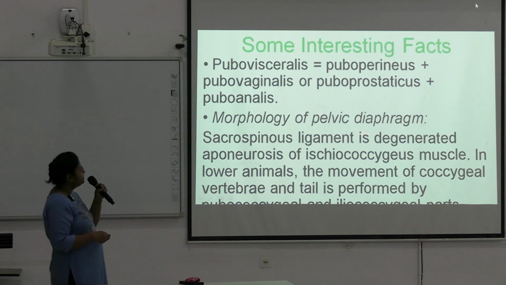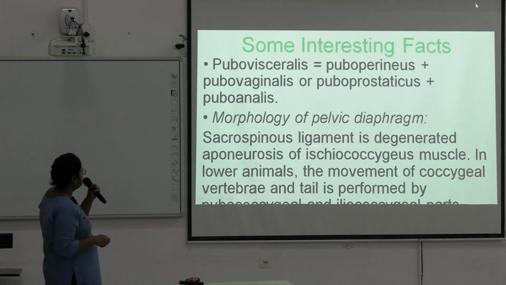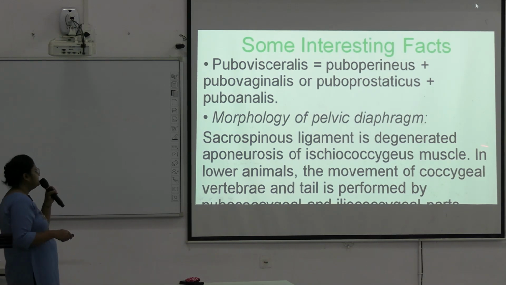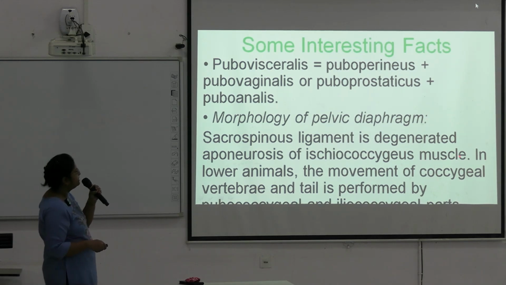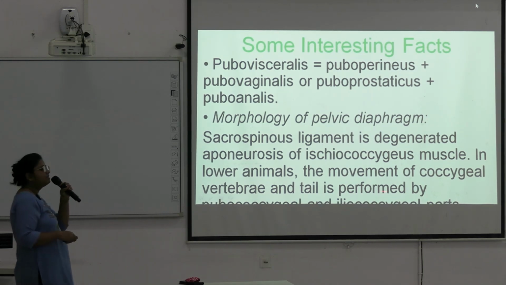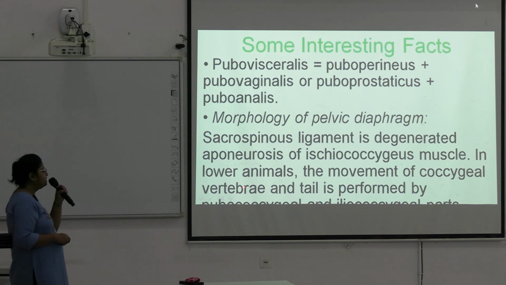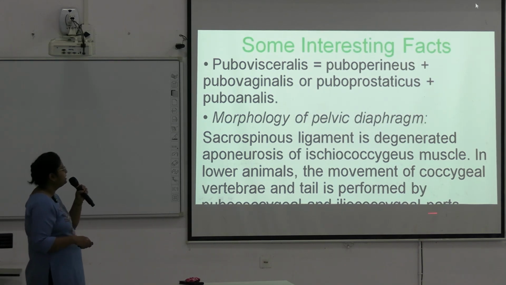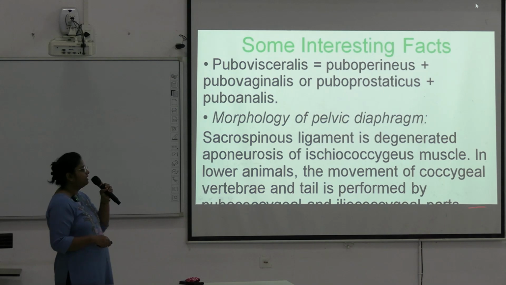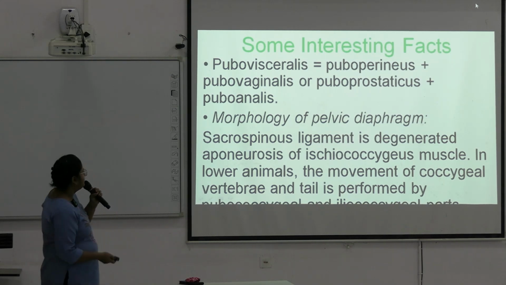Next is the morphology of the pelvic diaphragm. The sacrospinous ligament is the degenerated aponeurosis of the ischiococcygeus muscle, and in lower animals the movement of the coccygeal vertebrae and tail is performed by this pubococcygeal and iliococcygeal part. Okay, next.